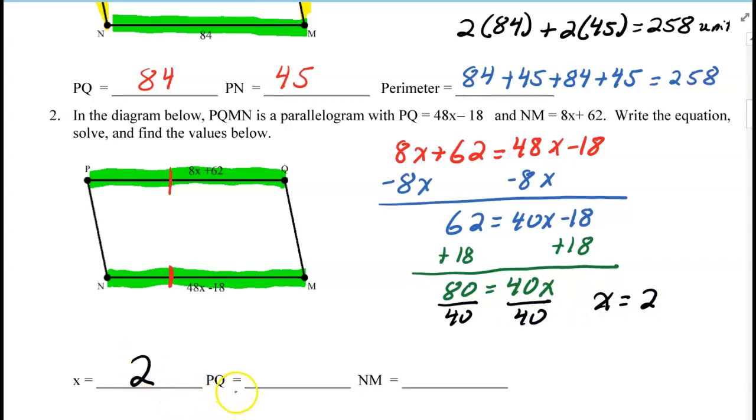Now that I know x is equal to 2, I can substitute that value in to find PQ. So 8 times 2 plus 62. Using my calculator, I will get 78. To check it, I'm going to figure out NM. So 48 times 2, take away 18. I get 78. And this is a nice way to check that the two sides are congruent.